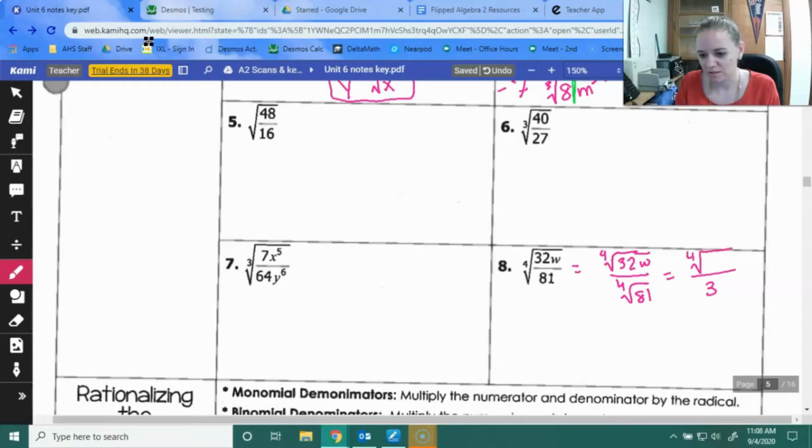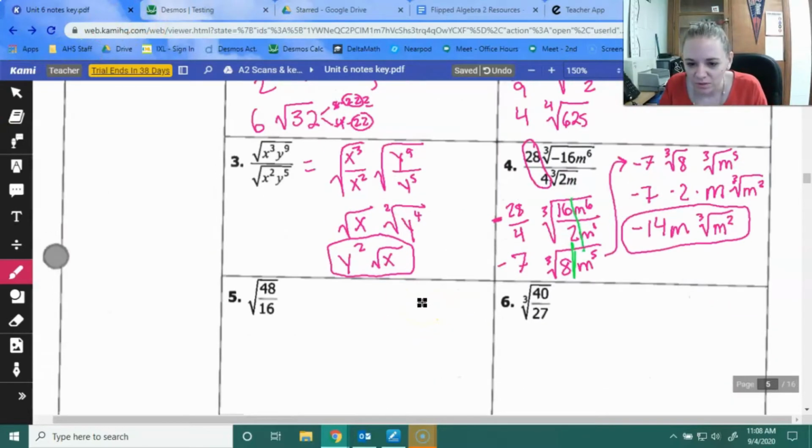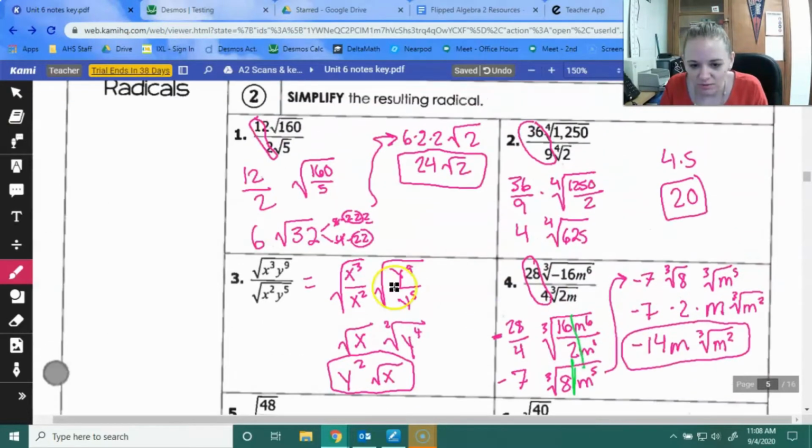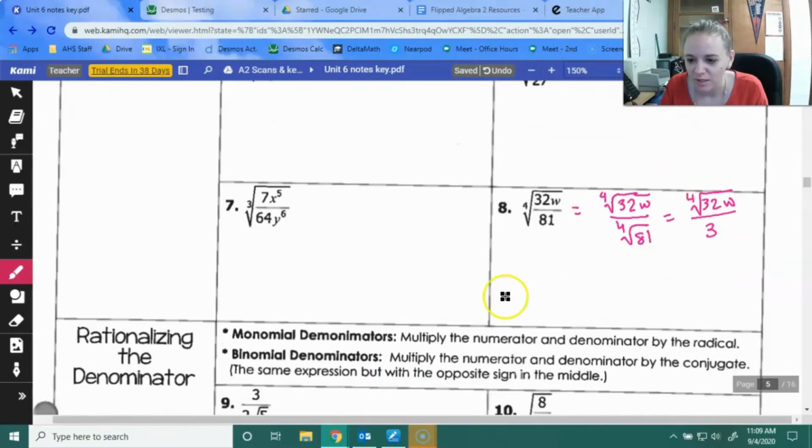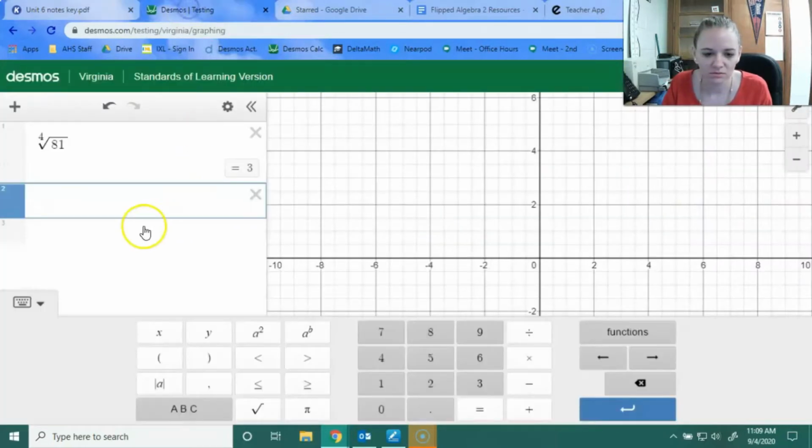So what that means is I need to check my 32 to see if it can be simplified any more. And we actually did that previously, didn't we? Oh, no, it was square root. It wasn't 4th root. Okay. So let's see if this will, yes, it will break down. Okay, 4th root of 32.